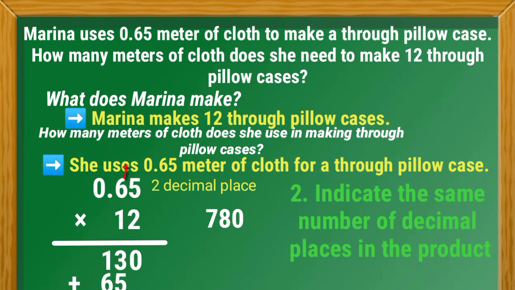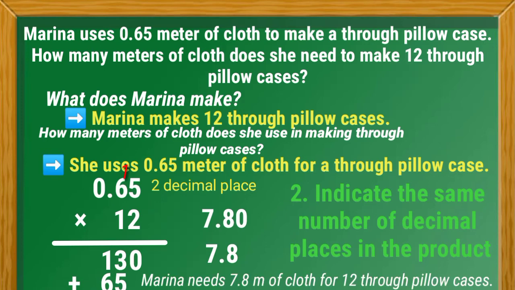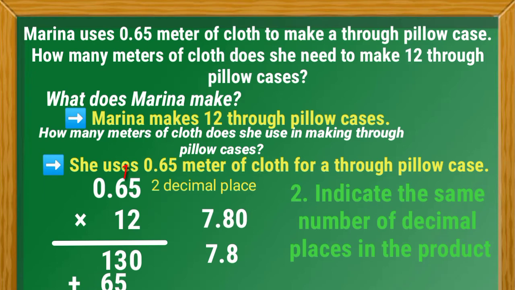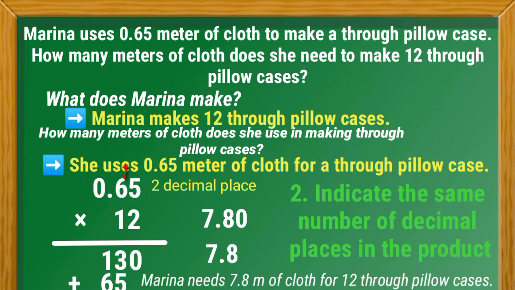So this will be 7 and 80 hundredths, but we can cancel 0 here. So the final answer is 7 and 8 tenths. So Marina needs 7 and 8 tenths meters of cloth for 12 throw pillowcases.